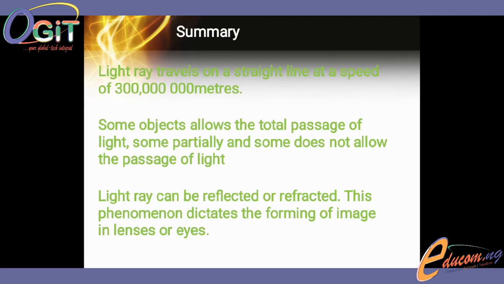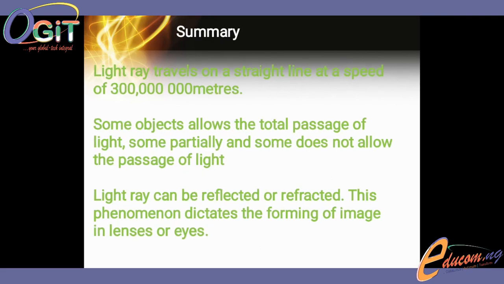Summary of our class today. Light ray travels in a straight line at a speed of 300 million meters per second. Some objects allow the total passage of light, some partially, and some do not allow the passage of light, like opaque objects. Light ray can be reflected or refracted. This phenomenon dictates the forming of images in lenses or eyes.